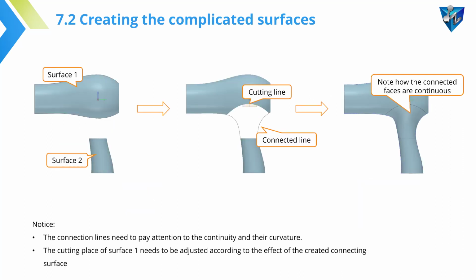First, create surface 1 and surface 2, and then trim face 1 like this. The trimming spline needs to be adjusted so that the connected surface has good quality. Create the lines that connect surface 1 and surface 2. The lines must have the constraints added. Finally, create the connected surface and add the constraints. The hairdryer's shape is completed. This shape is not difficult but needs a clear idea.